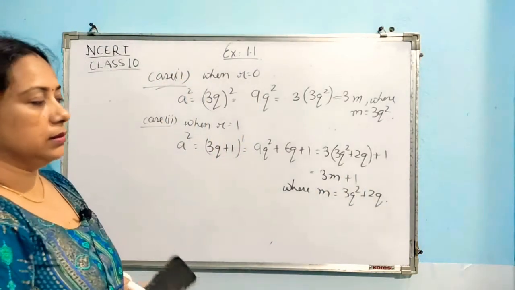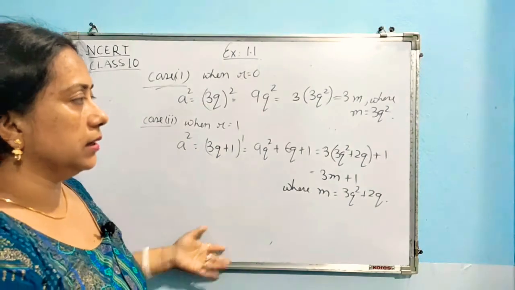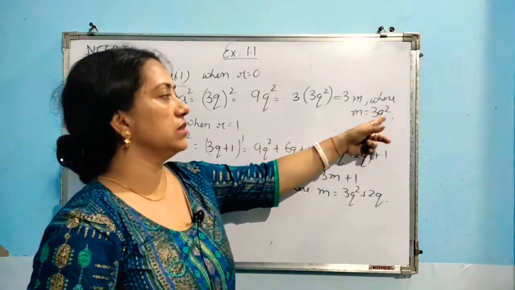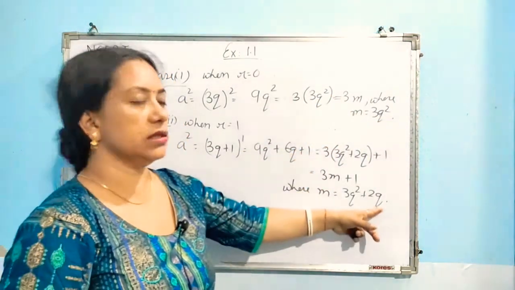You may think the general question that comes into our mind is, here I have taken the value of m equal to 3q square, and here m is equal to this much.